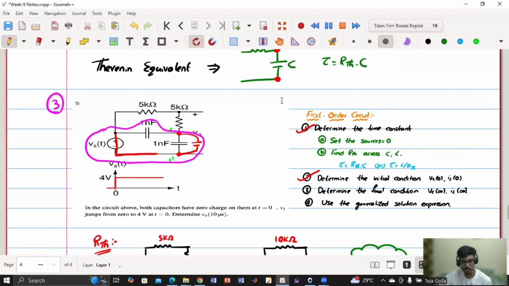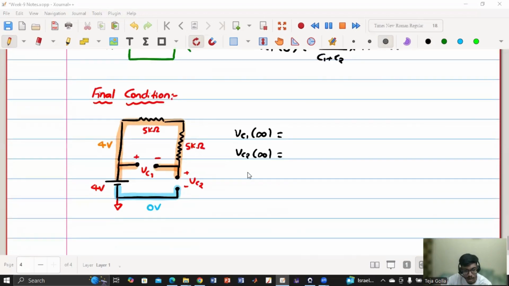Okay. Fagim, you are still wrong. What is VC1 infinite? What is the positive terminal voltage, and what is the negative terminal voltage? VC1 infinite and VC2 infinite. Yes, 4 volts. So VC1 infinite will be 4 minus 4, so it is 0. And VC2 infinite, plus is at 4 volt, minus is at 0 volt. So this is also 4 volt, right?